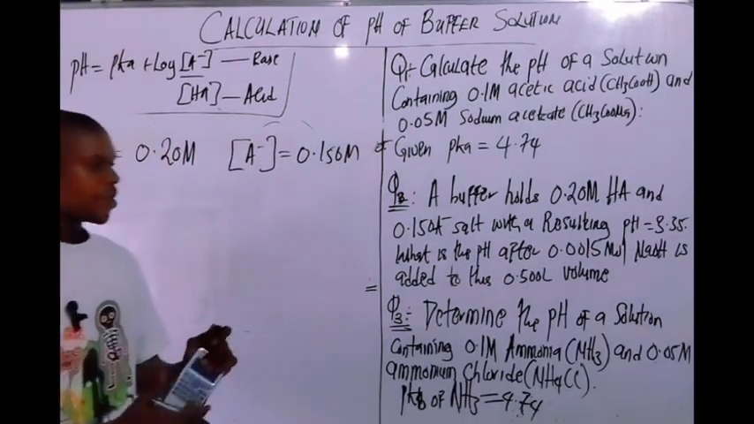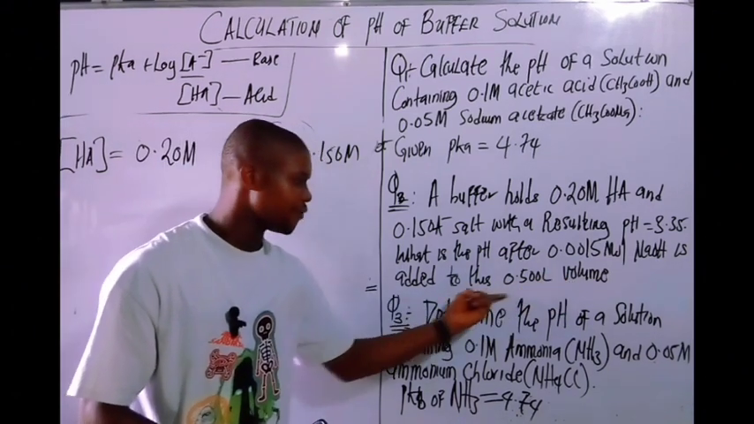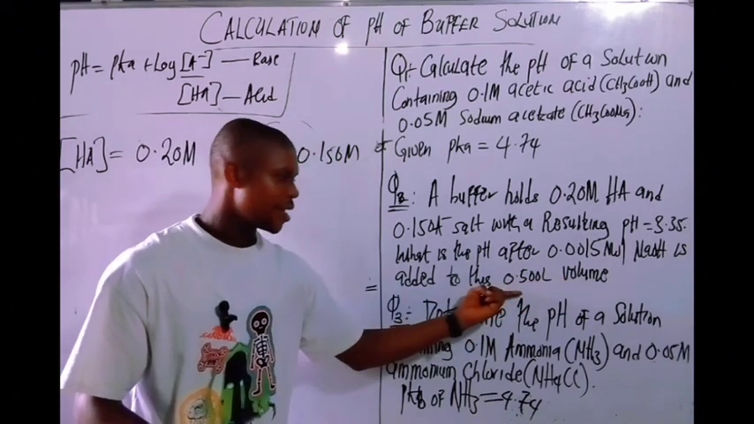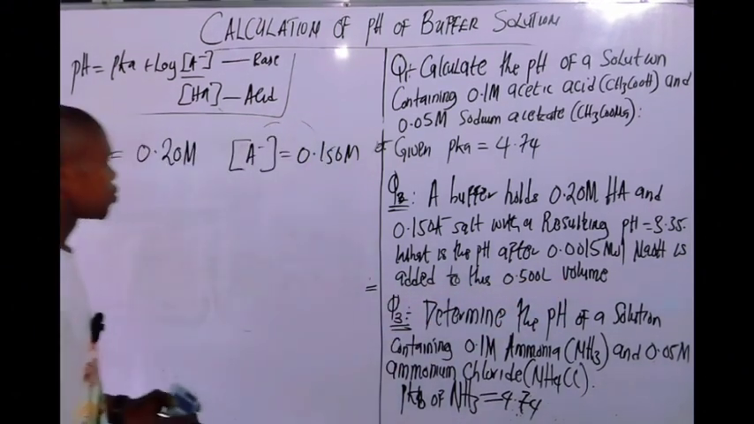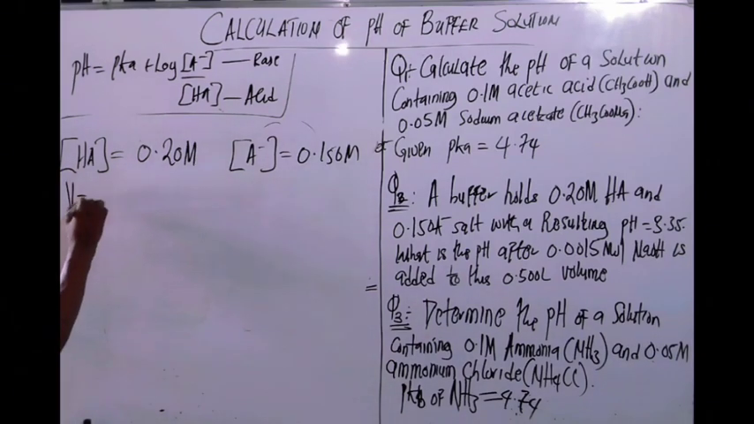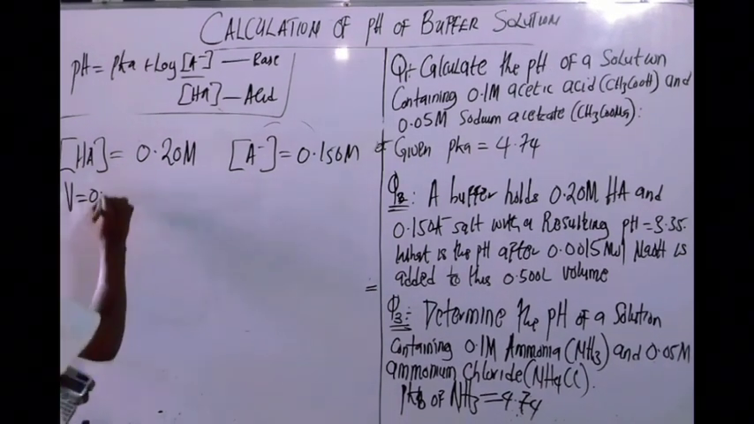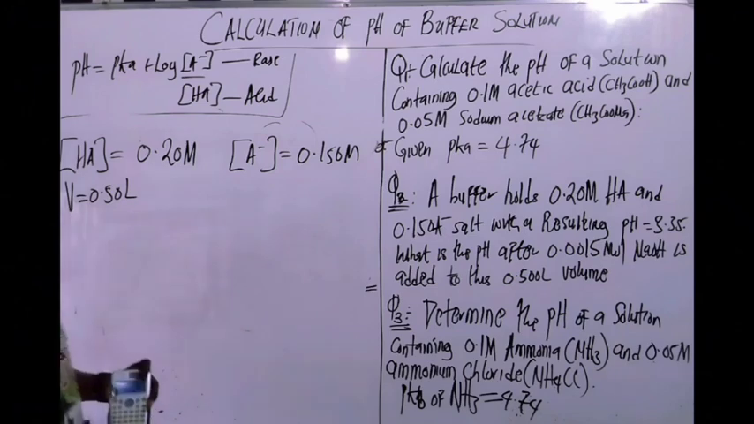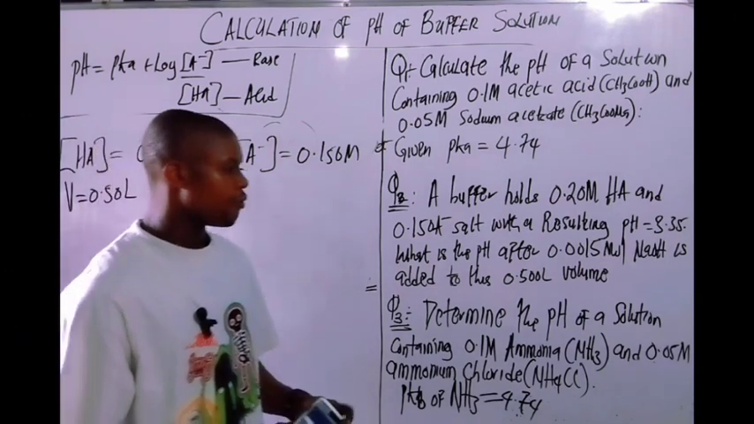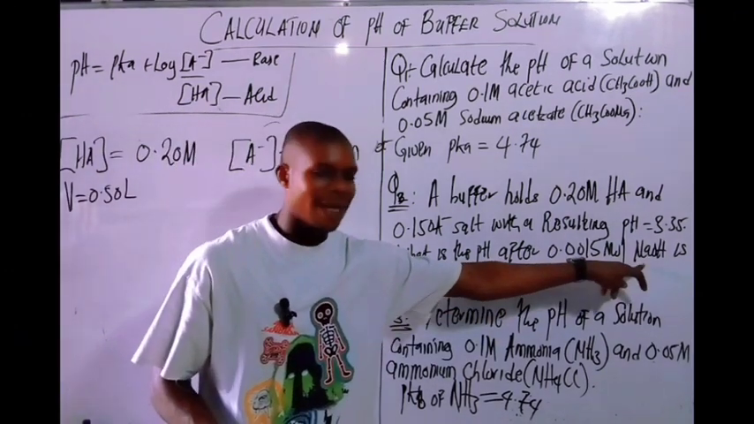So now, the volume of the buffer solution. You have to understand this here. This is the volume of the buffer solution. So volume of solution equals 0.050 liter. Just now they gave us the mole of base that was added.